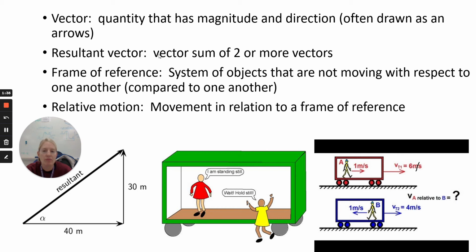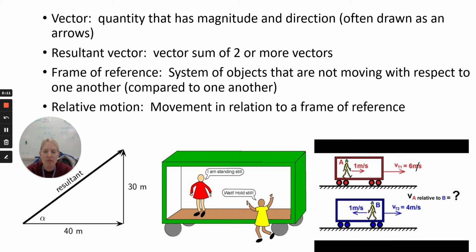To describe motion, we need what's called a frame of reference. That's just a system or group of objects that are not moving with respect to one another, or not moving compared to one another. As I sit here, I have the floor under my chair, me, my desk, my whiteboard behind me. Those objects are not moving compared to one another, but of course we know that technically they are moving since the Earth is rotating and also revolving around the sun.